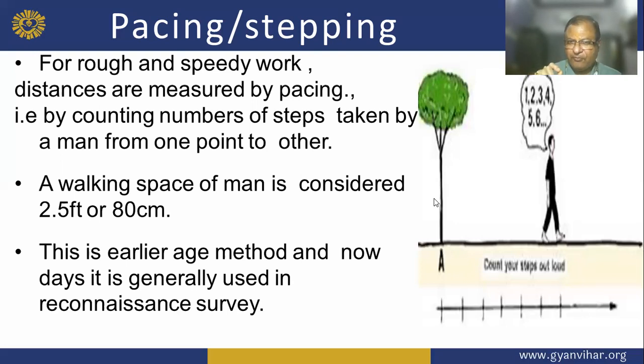A walking pace of a man is considered 2.5 feet or 80 centimeters. This is the general idea, my dear boy. Perhaps on this system, the machine was invented, a machine invented for measuring a person's distance. And this is the simple thing: 2.5 feet for one step, maybe for a younger man. This is an earlier age method.